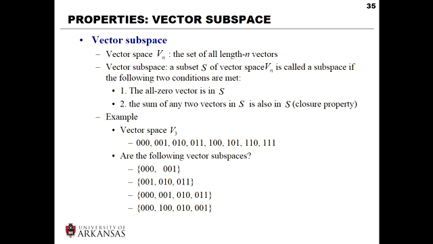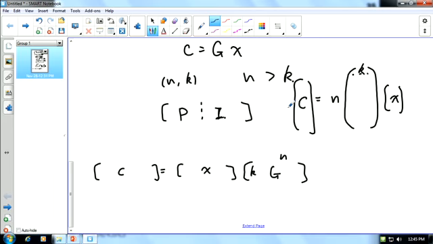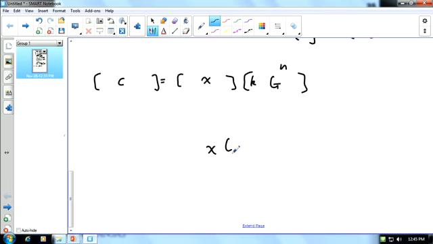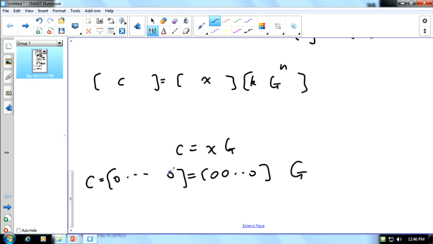Let's check whether the conditions of a subspace are satisfied. The first condition is that the all zero vector always needs to be in a subspace. Based on our linear block code, c equals x times G. If our information is an all zero sequence, then it's guaranteed that c will be an all zero sequence. So the all zero sequence has to be a code word of the linear block code, which means the all zero sequence is in S.